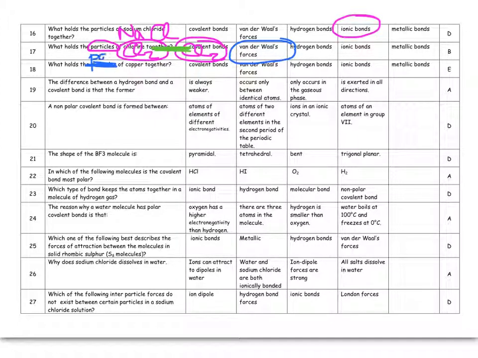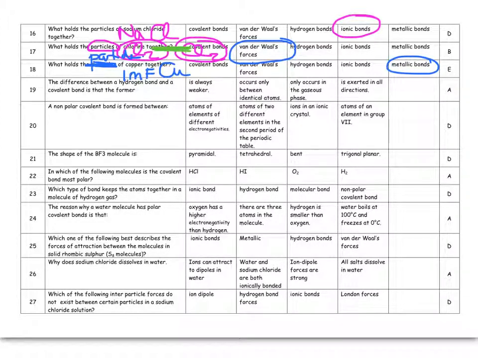Those are particles of copper together. And the particles of copper are held together by, it's a metal only, so it's a metallic bond. What is the difference between a hydrogen bond and a covalent bond? Hydrogen bonds are an intermolecular force.